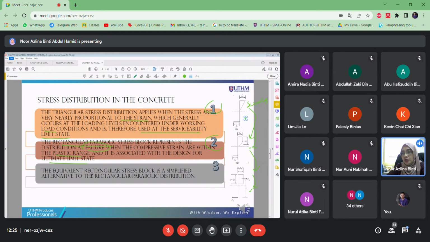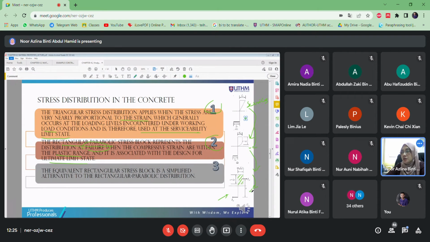And then this is the end of it, which is simplified from the ultimate here. The equivalent rectangular stress block is a simplified alternative to the rectangular parabolic distribution. Okay, so ni ada curve kan, susah nak kira. It's about mathematical analysis. So that's why for the EC, it's simplified from this parabolic curve to one rectangle.